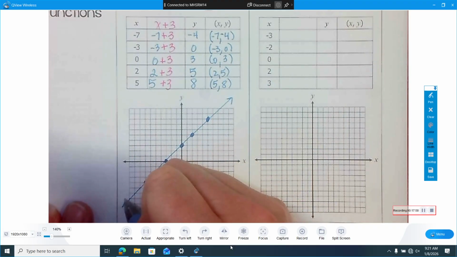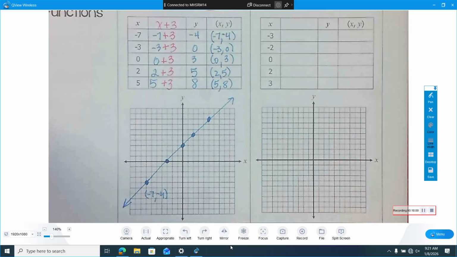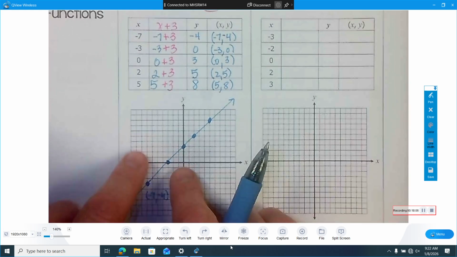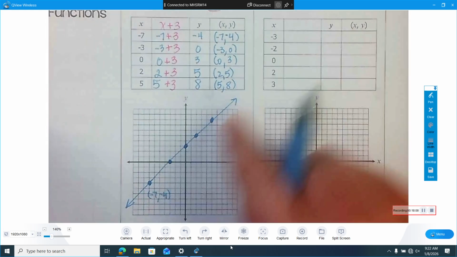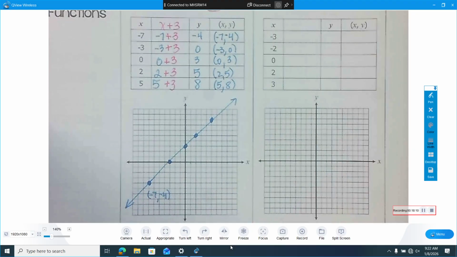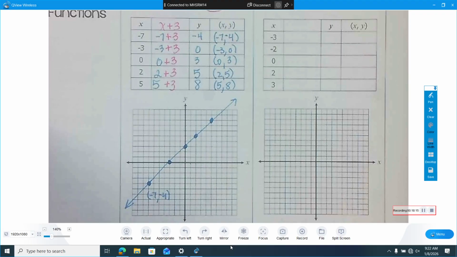And this would continue. Could I choose a lot of x values? I could choose a whole lot of x values, and it would just keep going. So this forms a really nice straight line with a billion, trillion, million little baby ordered pairs. Okay.